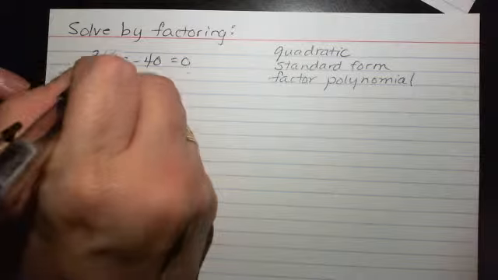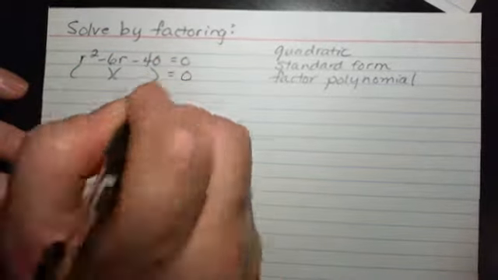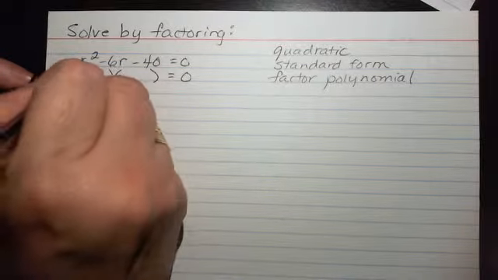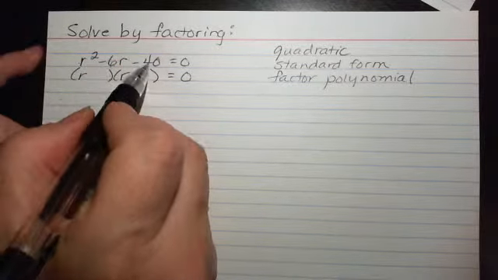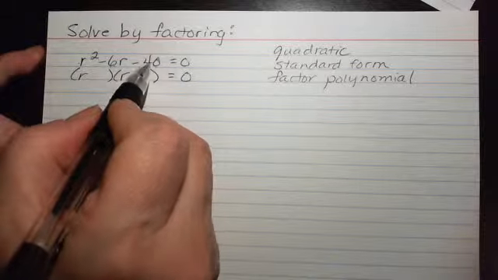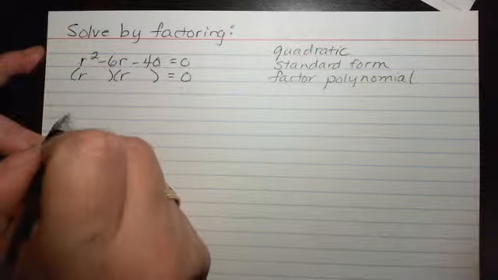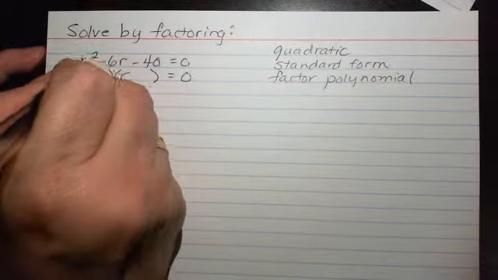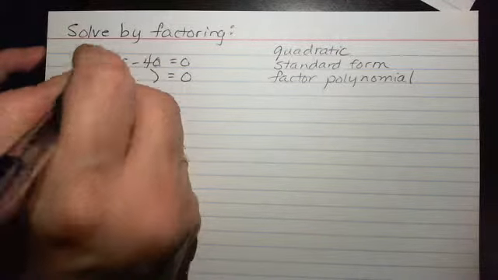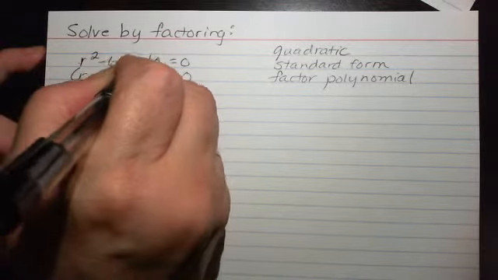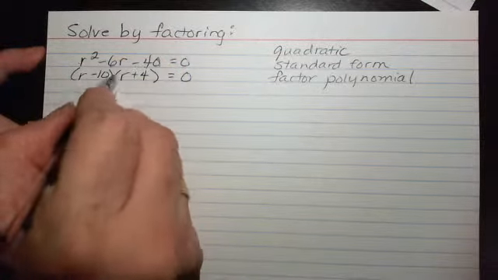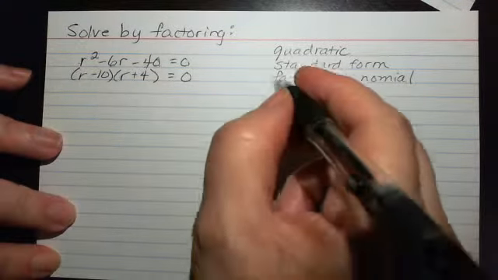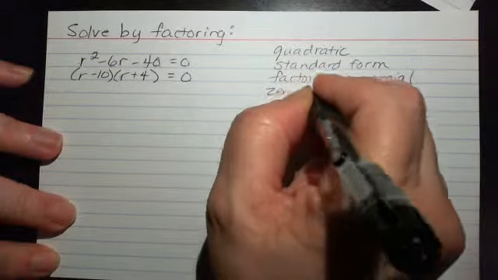Alright, so this is the kind that might factor quickly and easily with no table because the leading coefficient is 1. So r times r for r squared. For the second terms, we want to multiply for negative 40 and add for negative 6. And so let's try 10 and 4 with a negative 10 and a positive 4. I believe that adds for negative 6r. It does. Alright, and now that we have it factored, we want to use the zero factor property.